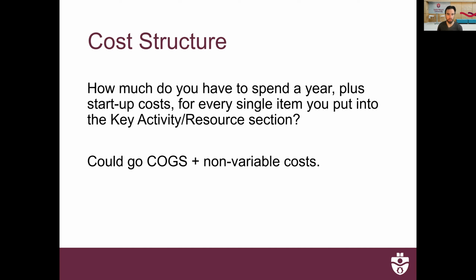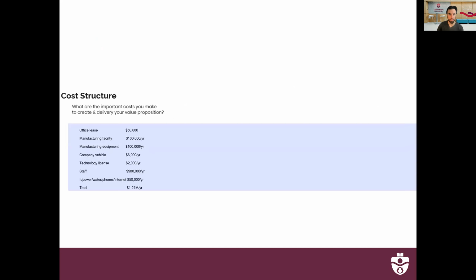Depending on the business model that you're doing, you could do a cost of goods sold plus a non-variable cost model, where you take all your fixed expenses and then you go a cost of goods sold model based on how much or how many units you expect to sell. There's different ways to do this, but the important part is to figure out how much it is going to cost to start your business. Because what you're looking at here eventually is you're going to look for a break-even point.